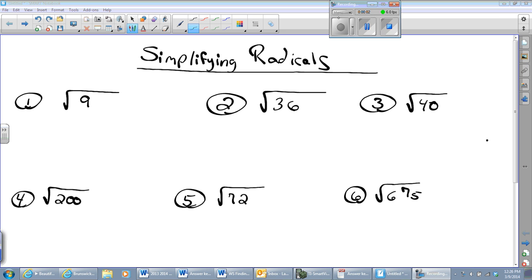Algebra students, Mr. Lawrence here, and we're going to learn how to simplify radicals. It's going to require breaking things down into prime factorization or into factors that are perfect squares. I'd rather do perfect squares if I can, but if I can't, I'll do prime factorization.